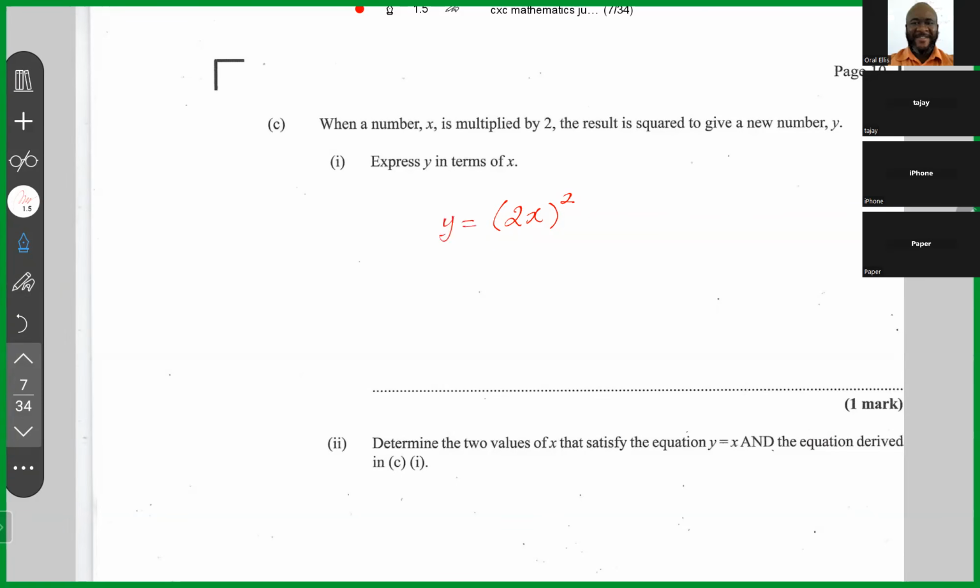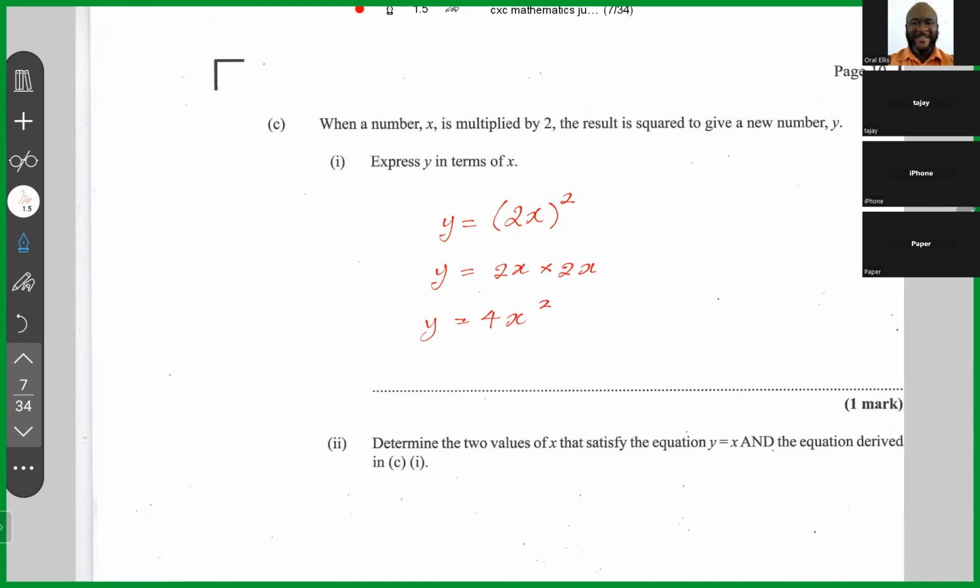Then we're asked now to write y in terms of x. Well, y in terms of x is this, but if I want, I could simplify it by saying 2x all squared is 2x times 2x. And then I can say 2 2s are 4, y is equal to 4, x times x is x squared. So that is what the examiner meant for you to do.